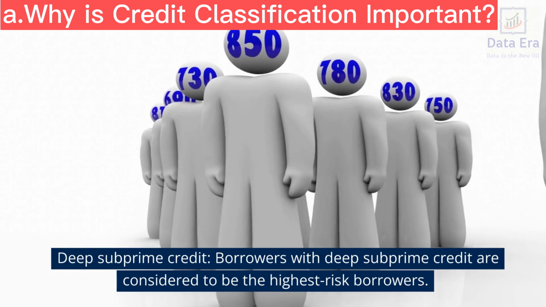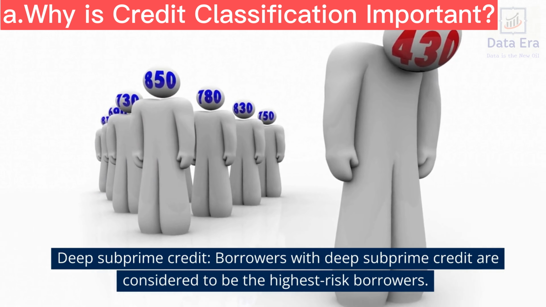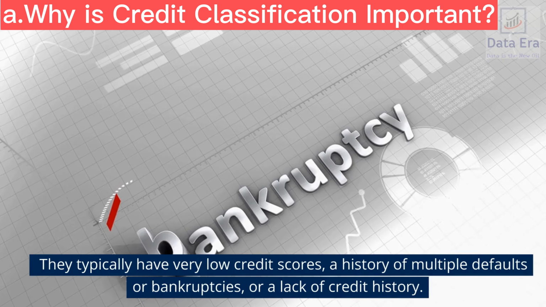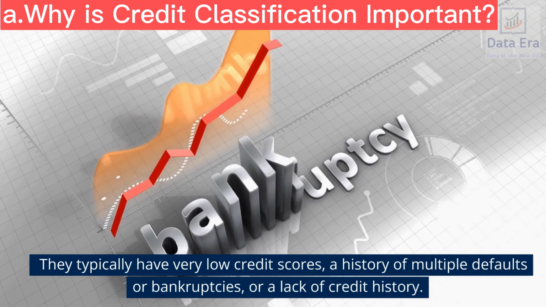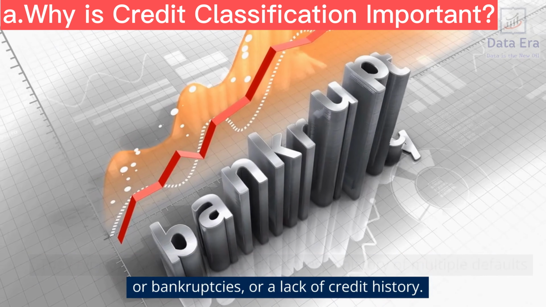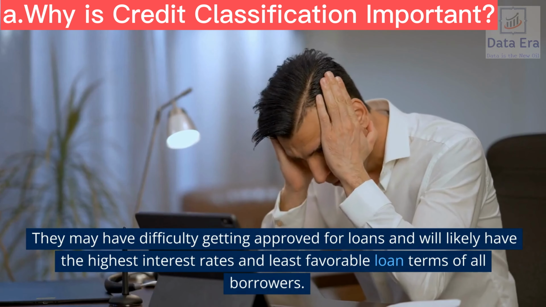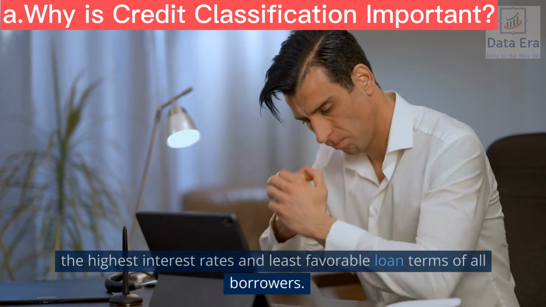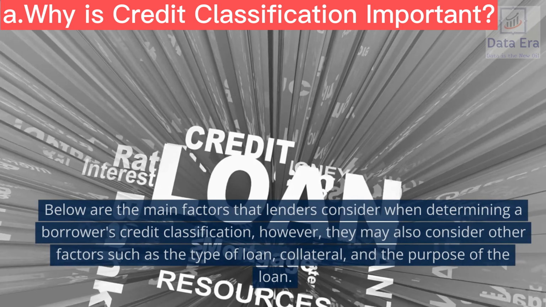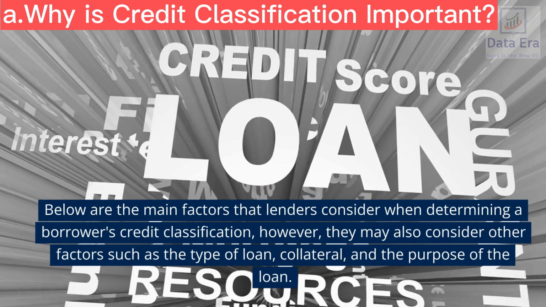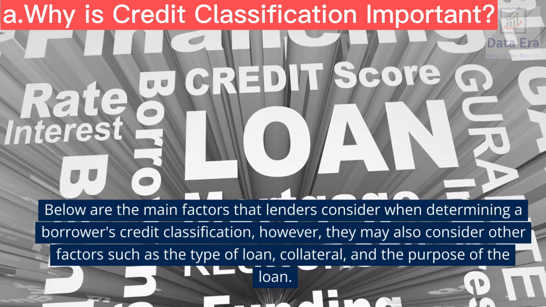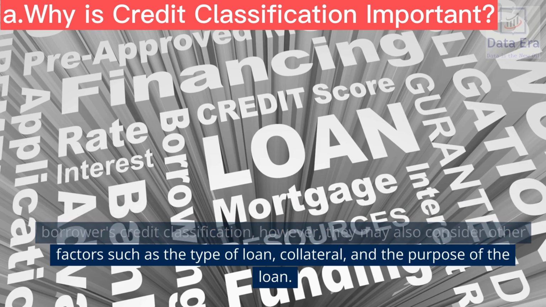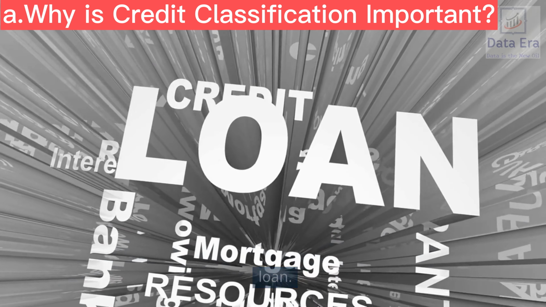Deep subprime credit. Borrowers with deep subprime credit are considered to be the highest risk borrowers. They typically have very low credit scores, a history of multiple defaults or bankruptcies, or a lack of credit history. They may have difficulty getting approved for loans and will likely have the highest interest rates and least favorable loan terms of all borrowers. Below are the main factors that lenders consider when determining a borrower's credit classification. However, they may also consider other factors such as the type of loan, collateral, and the purpose of the loan.